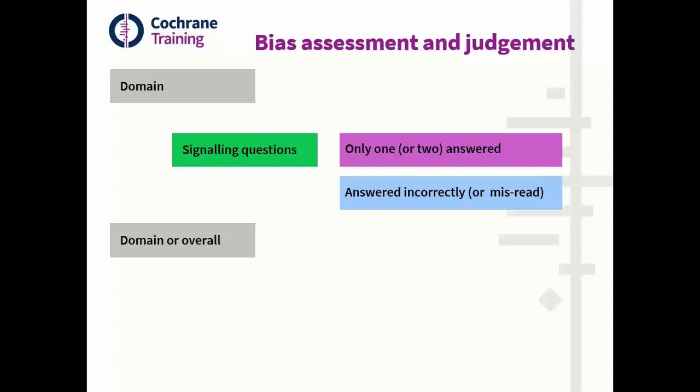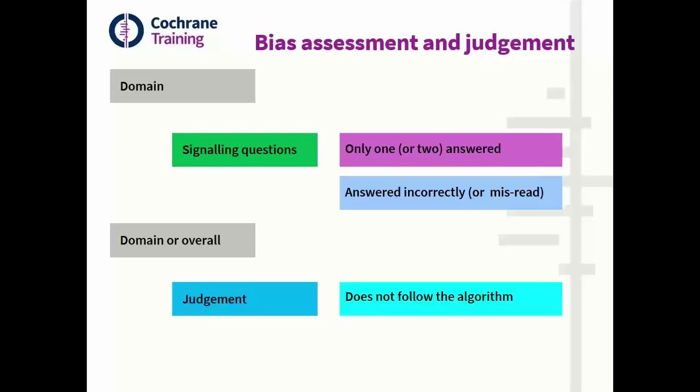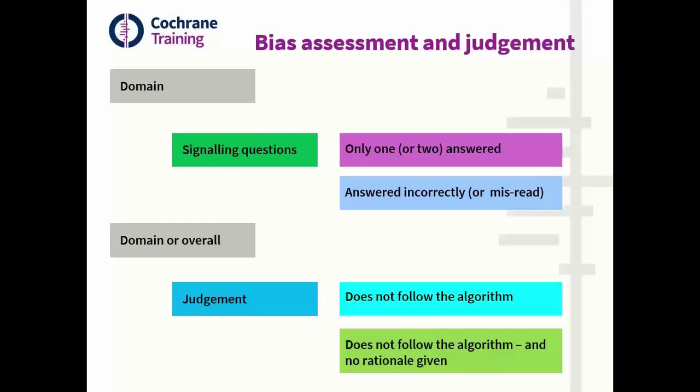And so in the domain judgments or the overall judgments, we've found that authors are perhaps not using or following the algorithm, and it's good to check that during the peer review stage. It's okay for authors to disagree with the algorithm. The algorithm proposes a risk of bias judgment, but if you do disagree with it and want to put something else, you really need to say what the reason for that is.